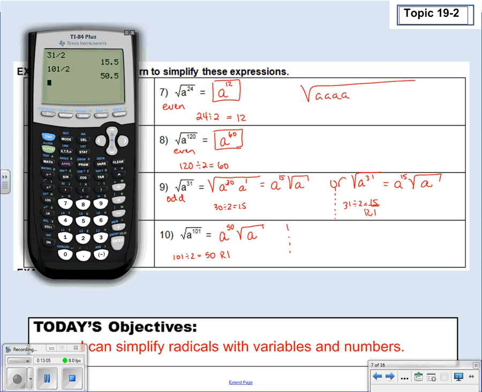Okay, or you can rewrite it as a to the 100, and then here's my a, that's the one that's always remaining. So 100 divided by 2 is 50, and then I still have an a underneath. Again, choose your method.